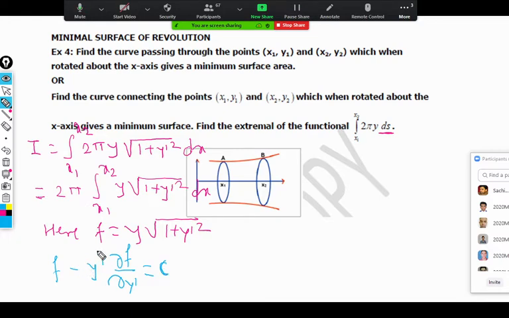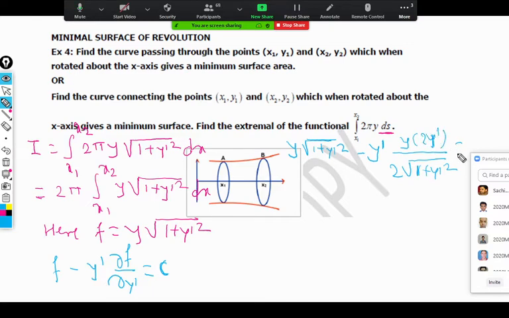So the first part, f is y into root of 1 plus y dash square, minus y dash times dou f by dou y dash. What is dou f by dou y dash? The y stays as it is. The derivative of root of 1 plus y dash square with respect to y dash is 1 upon 2 root of 1 plus y dash square, into the derivative of 1 plus y dash square, which is 2y dash. So the 2s cancel, giving y dash by root of 1 plus y dash square.